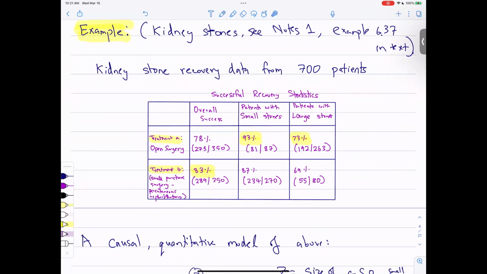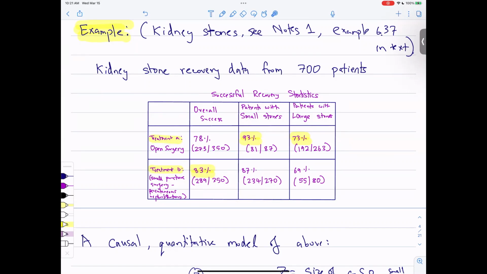There are 700 patients. There are 2 treatments: treatment A, which is open surgery, and treatment B, which is a small puncture surgery. The Simpson's paradox we saw was that the overall success rate for treatment A was worse than that for treatment B. However, for patients with small kidney stones and for patients with large kidney stones, treatment A is better. This gave the really weird statement that if you don't know the size of the stone, then treatment B is better. However, if you know the size of the stone, whatever the size is, treatment A is better, which is an absurd statement.